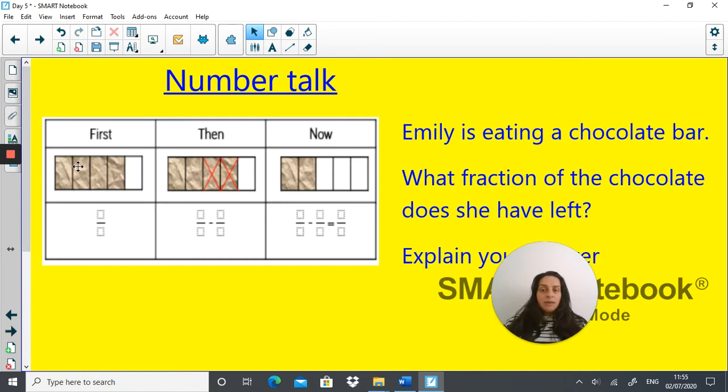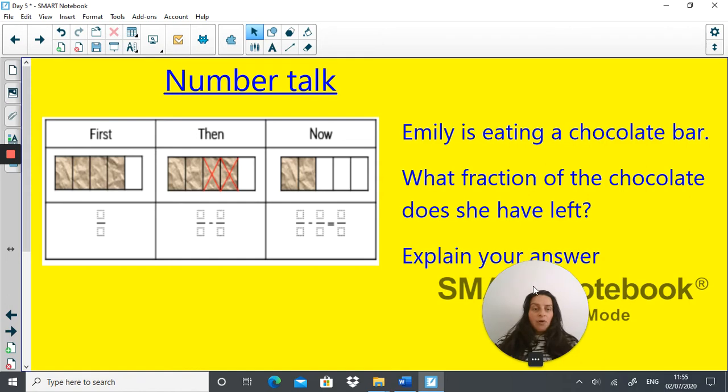Number talk, you have a diagram here. It says Emily is eating a bar of chocolate. What fraction of chocolate does she have left? Explain your answer. So what's the fraction of chocolate she has here first? And then what is she left with? So the subtraction there. And what does she have left now? So pause the video and have a go.